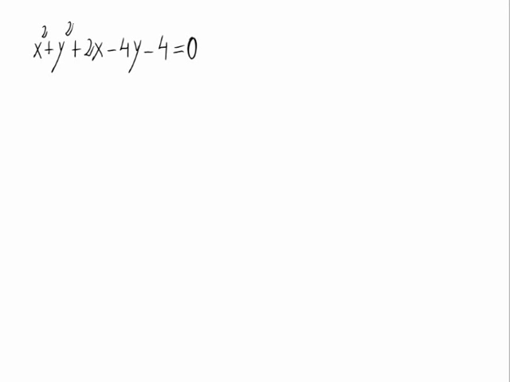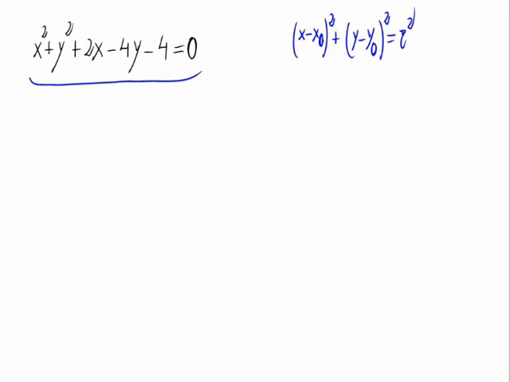Given the circumference whose equation is the one we see here, we are asked to calculate the center and the radius of this circumference. For this, we want to express this equation like (x minus x sub 0) squared plus (y minus y sub 0) squared equals r squared, where the center would be (x sub 0, y sub 0), and the radius would be r.